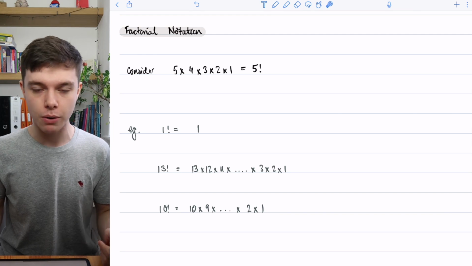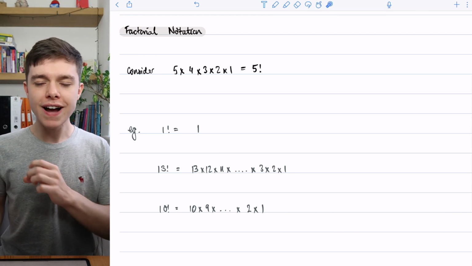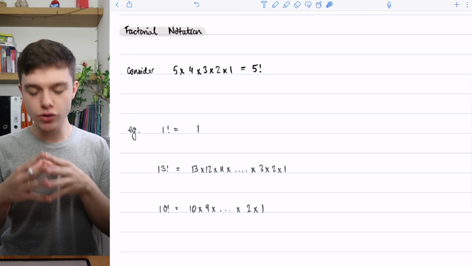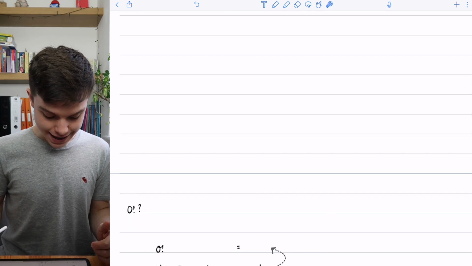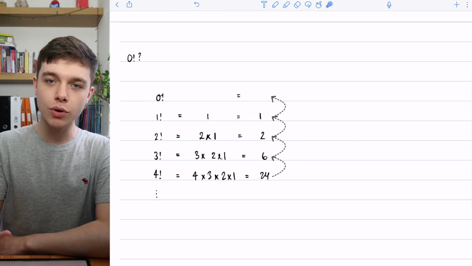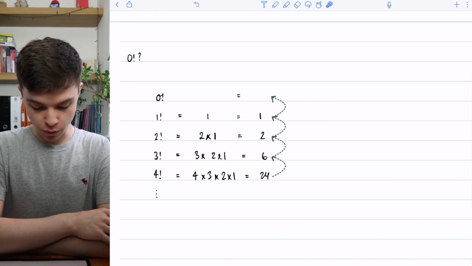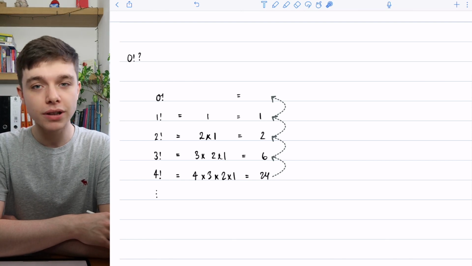Quite simple. Now, I've given you some examples there, but one factorial that doesn't break the rules, that doesn't fit into multiplying down all the way until you get to 1, is 0 factorial. There's a little proof, if you like, that basically shows you what 0 factorial is. You might already know this, you might not, but let's have a look.